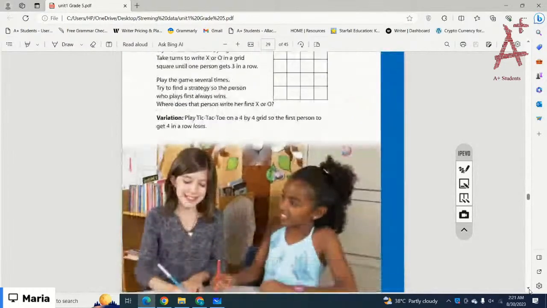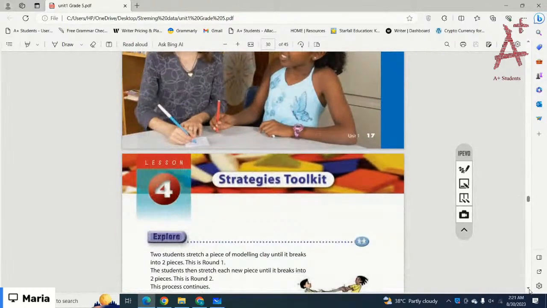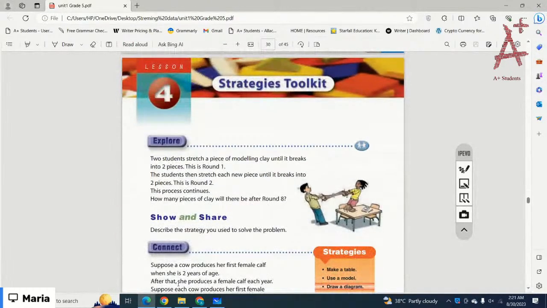Let's just start the next lesson, that is strategies toolkit. Okay, I forgot lesson 4. I've written the lesson 5 name, strategies toolkit. Let me just try to edit the lesson name. I forgot lesson 4.